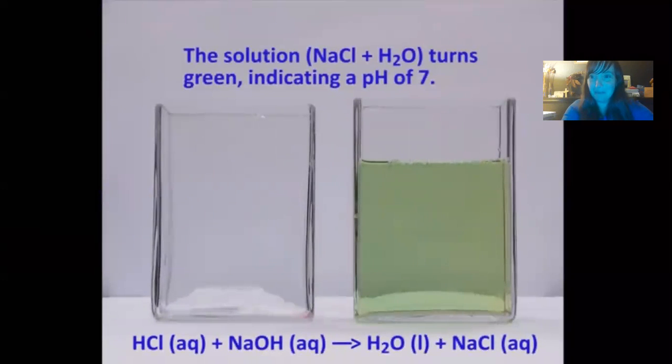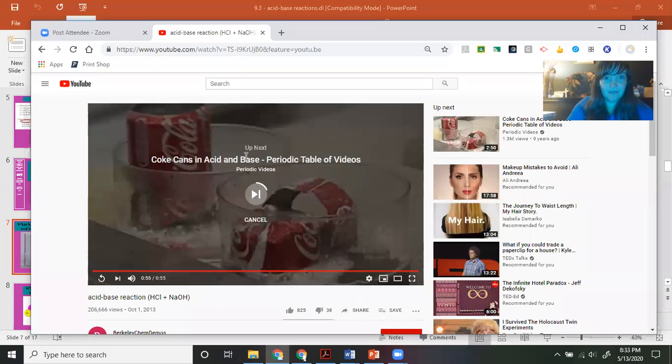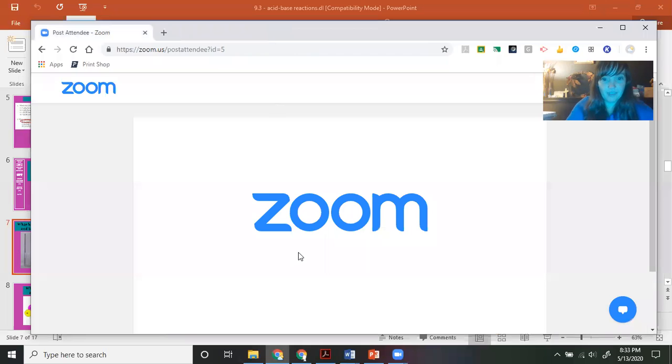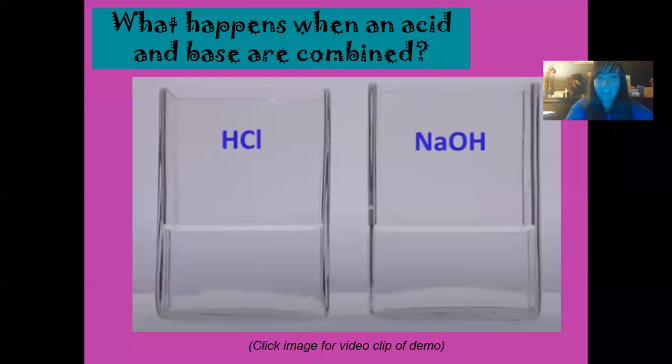Pretty wild that you can mix something pink and purple and it turns green, right? That's because the substance created was neutral. Cool. So why is it that when you combine an acid and a base, it makes something neutral? Well, let's see what's going on at the atomic level.